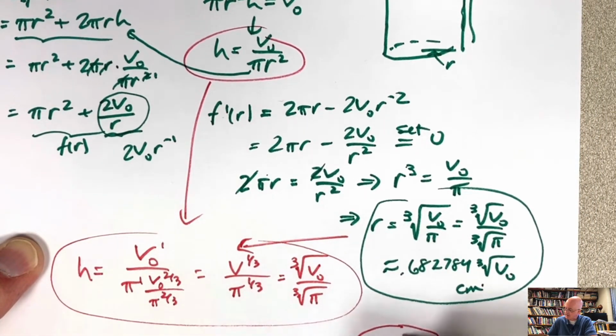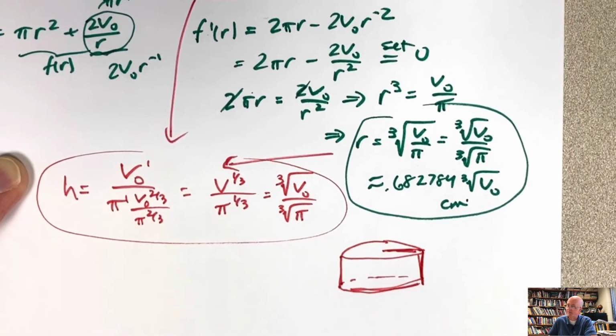So could I draw such a thing? If the radius is about that long, I want to make the height about that long. It's not a very tall cylinder. It seems more like a thick hockey puck, maybe, something like that. If I make r and h the same here, that's going to minimize the surface area for the given volume.